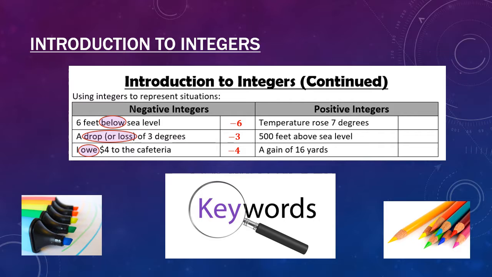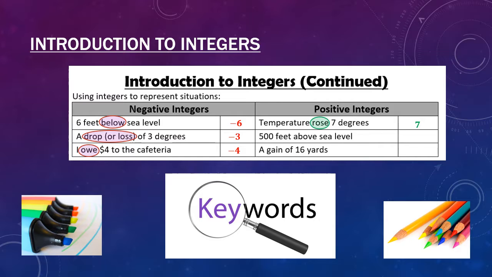Let's jump over to the positive side. We have a temperature rose 7 degrees. Rose is your key word. Like how I'm using green here to show that it's a good thing. It went up 7 degrees. But when I write the number, I don't write the plus sign. I don't have to, because if I just write the number 7, you understand it's a +7.